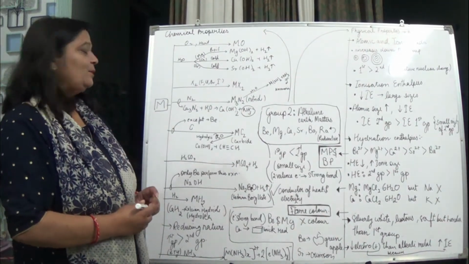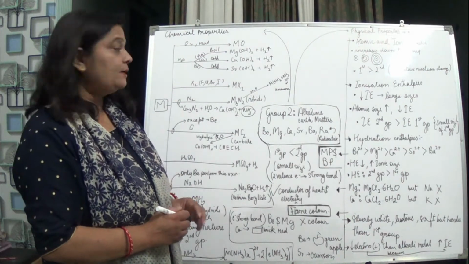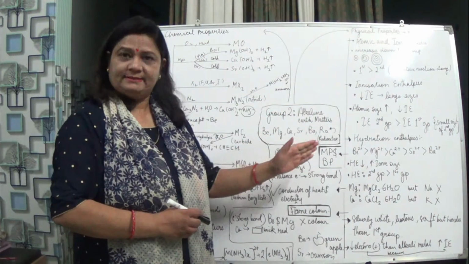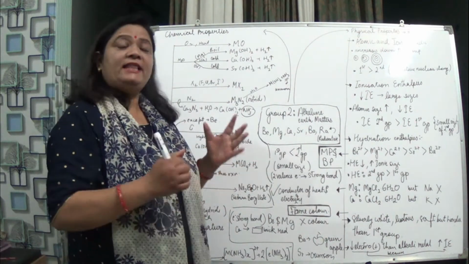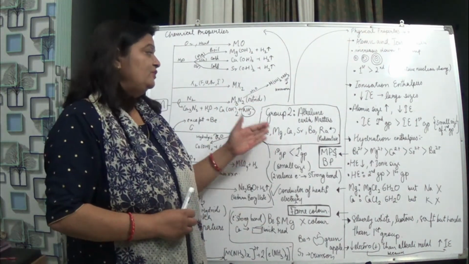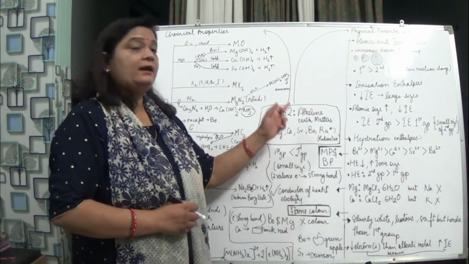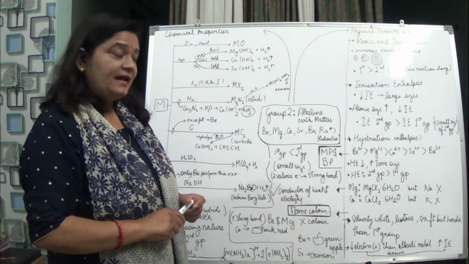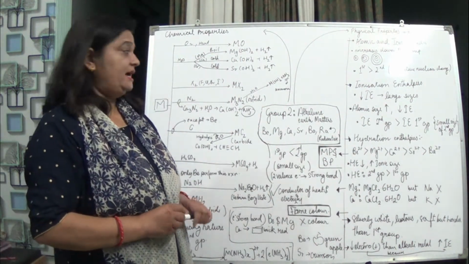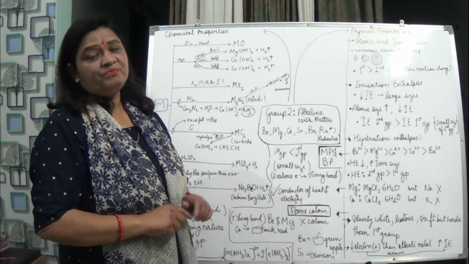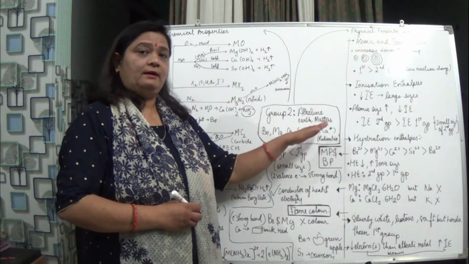Hello students, we are going to study group 2 elements, and these group 2 elements are known as alkaline earth metals. Why are they known as alkaline earth metals? Because they are the metals which are extracted from the earth and they are alkaline in nature. It means their oxides dissolve in water to form hydroxides. So they are known as alkaline earth metals.